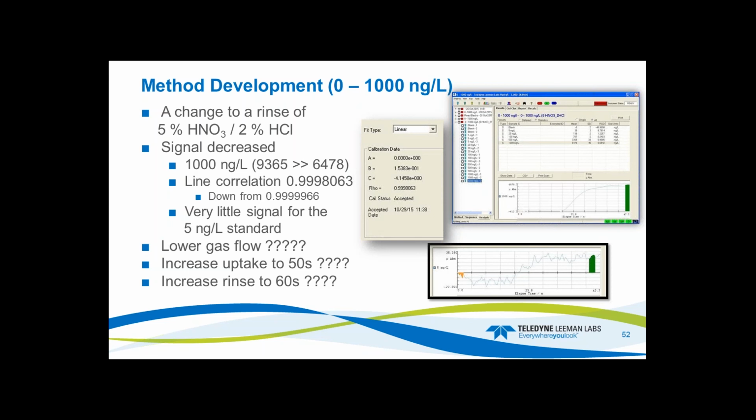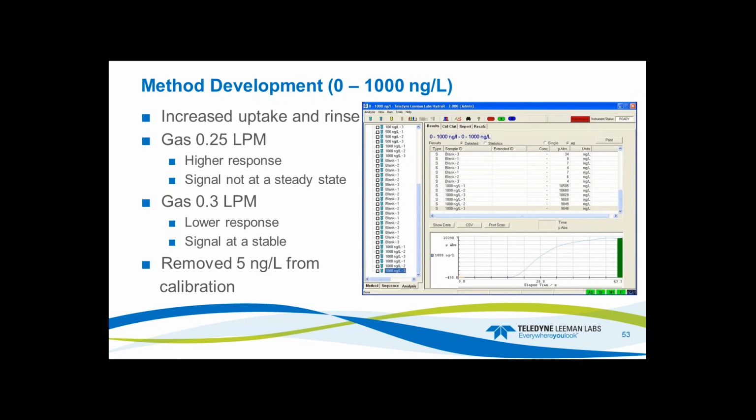If I increase the uptake time, I'm going to put more mercury load into the system. So let's look at 250, or 0.25 liters per minute. That gave me a higher response, but the signal is still not quite at a steady state, so I changed it to 0.3 liters per minute. Lower response again because I changed the residence time, so I'm pushing it through slightly faster, but the signal is stable, and I removed the 5 nanogram per liter sample from the calibration. Over on the right is the method development for that signal on the 1,000. It's very nice, with a nice peak shape.